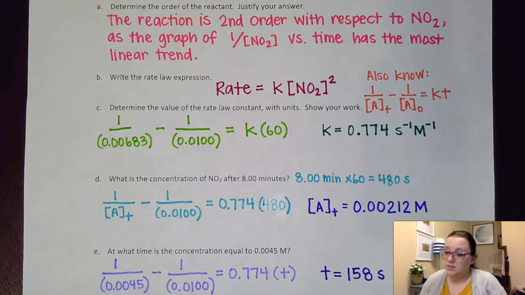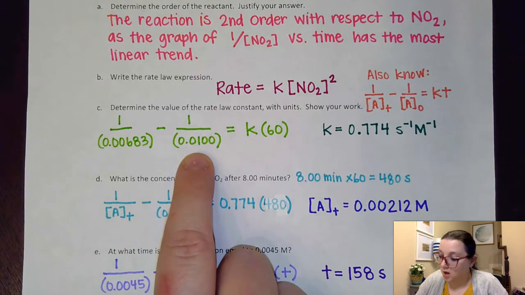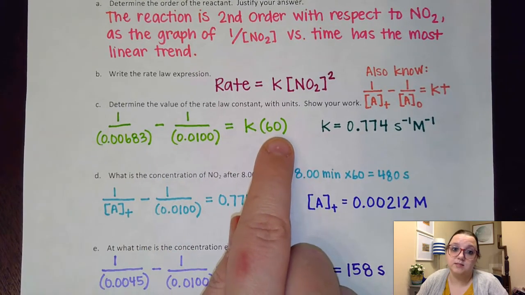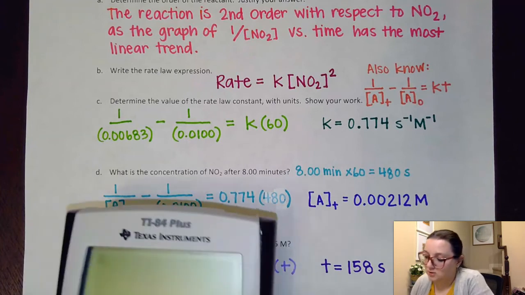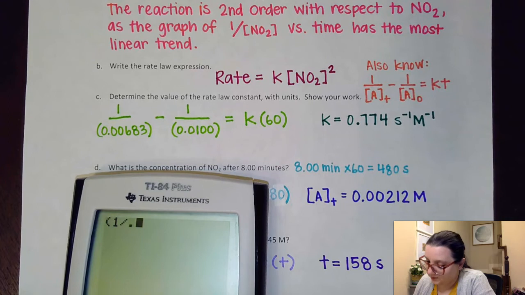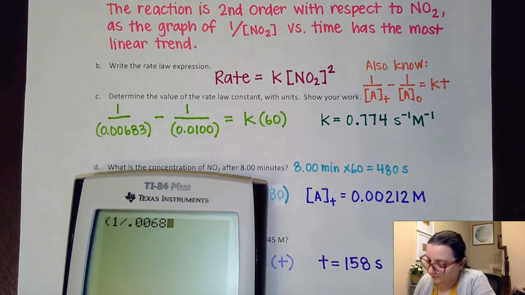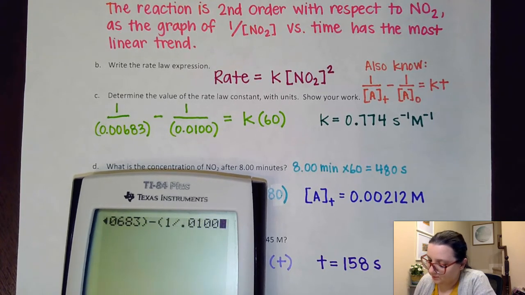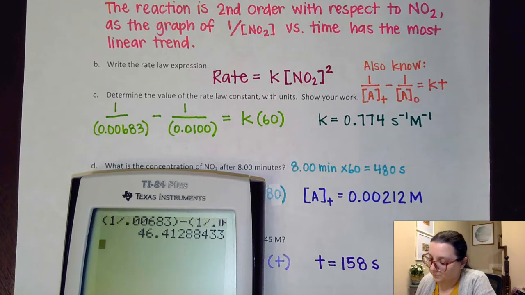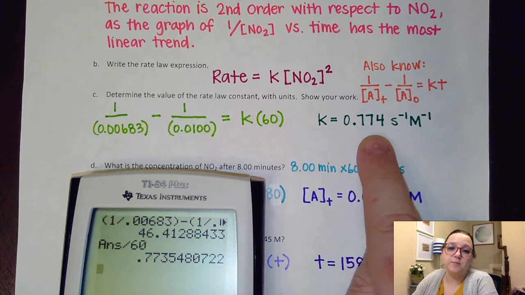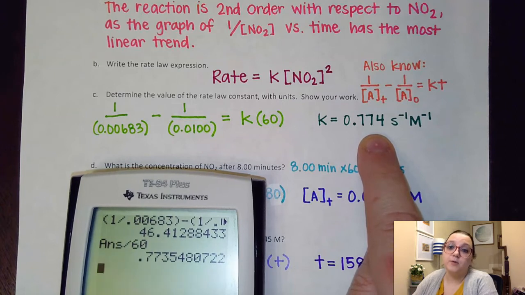So what I did is I used my initial concentration here, and then I used the one right below it that occurred at a time of 60 seconds. And so then I just rearranged to solve for k. So what I did is 1/0.00683 minus 1/0.0100, got that answer, and then divided by 60. And when I get that, again, I rounded for about 3 sig figs here, that got 0.774.